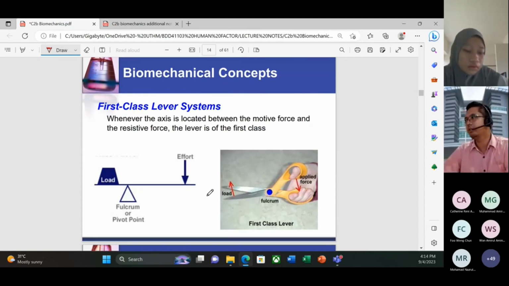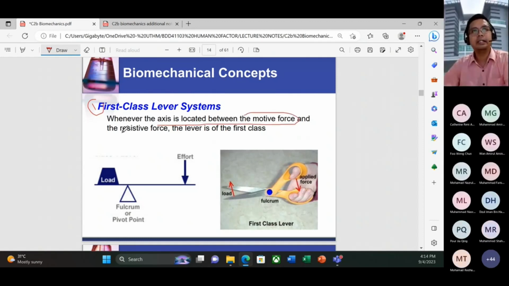We have a first class lever. We also have the second class lever and third class lever. So the first class lever, this is number one. Whenever the axis is located between the motive force and the resistive force, the lever is of the first class. So let's say this is effort, this is a load applied, and we also have a fulcrum or pivot point. For example, look at our scissors here. When we apply the force from the top downwards, this is the fulcrum and the load will be upwards. So we call this a first class lever.